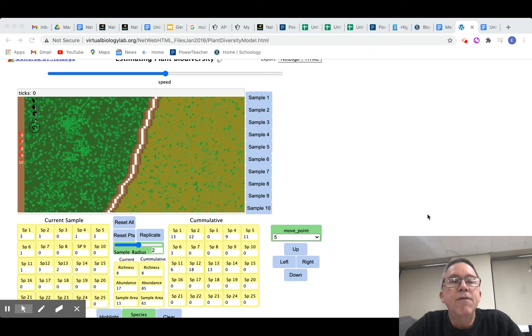Okay, so for those of you who need a little help trying to understand how to do this measuring biodiversity lab, especially when it comes to calculating the Shannon-Weiner index values, I'm here to help you. So let's go ahead and give this a try.